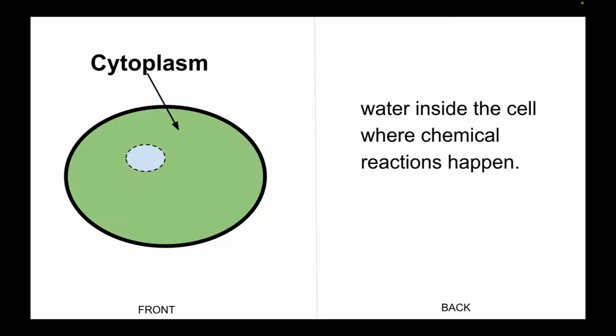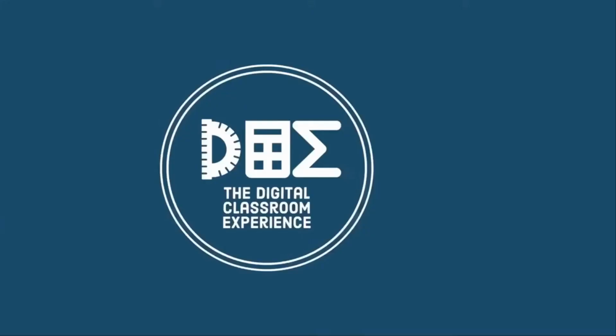The last card you're going to make today is cytoplasm. Cytoplasm is the water, the goo that's inside the cell where chemical reactions happen. Our cells are full of this special water where chemical reactions, we call them metabolism, happen.